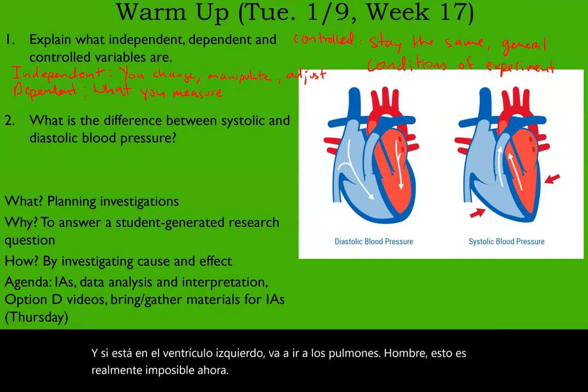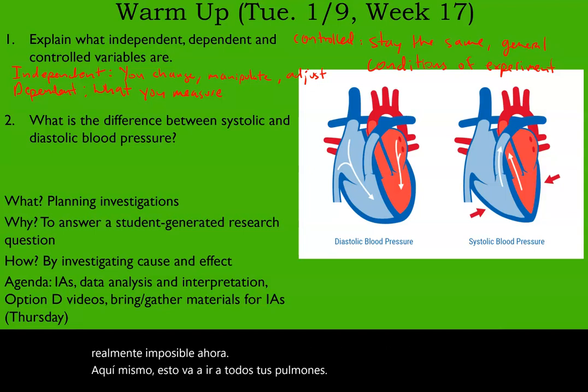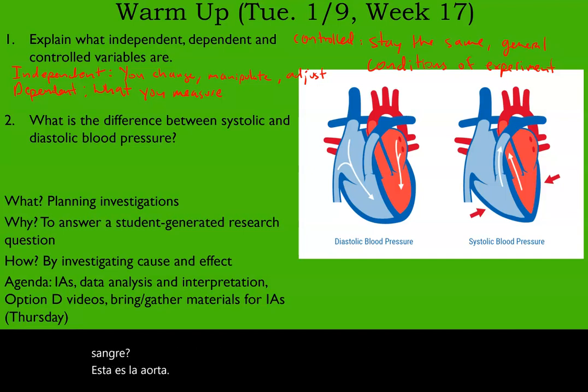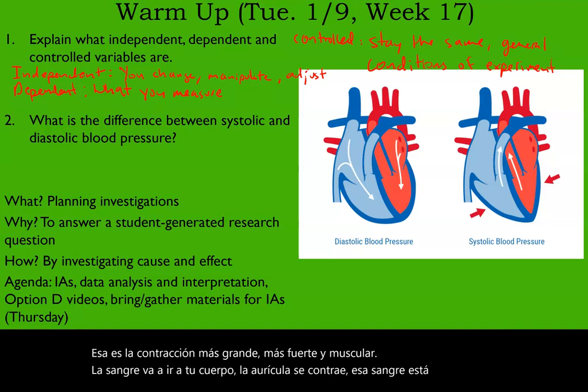Right here, this is going to go to your lungs. That's the right ventricle. But the left ventricle, this blood is going to go where? This is the aorta. And that's going to go to the body, all your body. Okay? So the ventricle's contracting, that's the most muscular, strongest contraction. The blood's going to go to your body. The atria contracting, that blood's just being pumped from one set of chambers to the other.